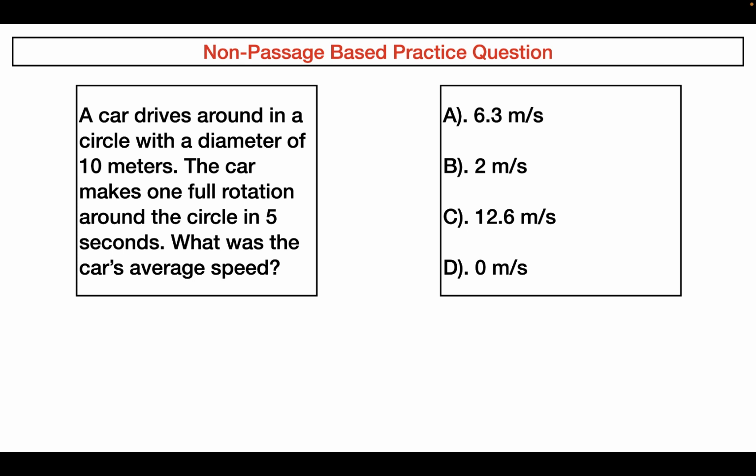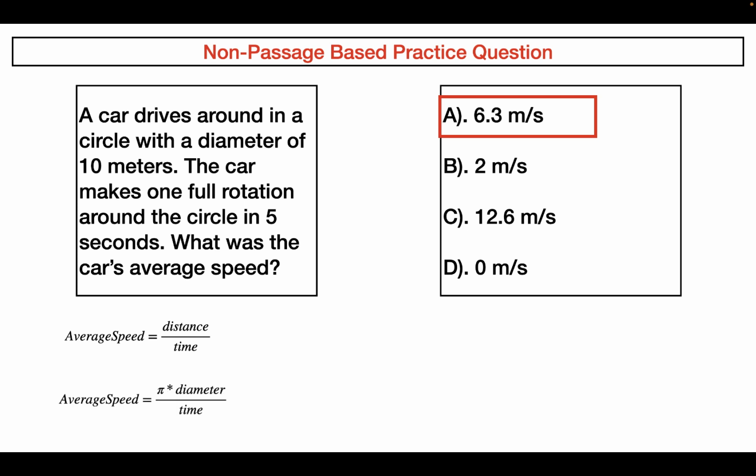So hopefully you answered this question. The answer to this question is going to be A, 6.3 meters per second. So let's explain why. To calculate the average speed, we do the distance over time. To calculate the distance, we need to know the circumference of the circle. In this case, the circumference is equal to pi times the diameter. And when we plug in those values, we see that the average speed can be calculated by multiplying 3.14 by 10 and then dividing that value by 5 seconds.